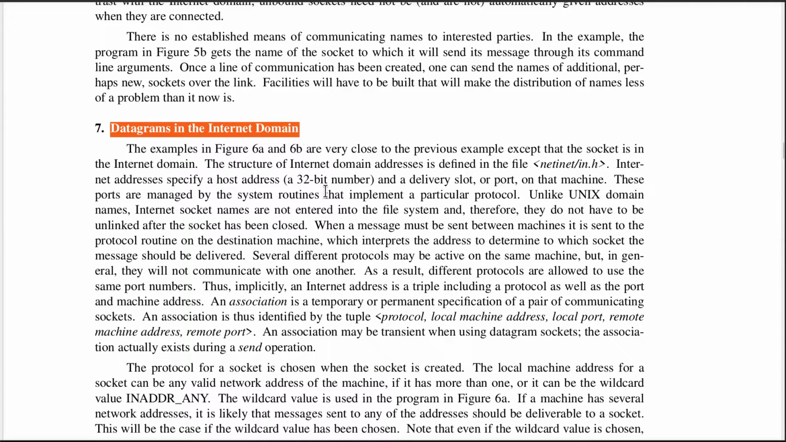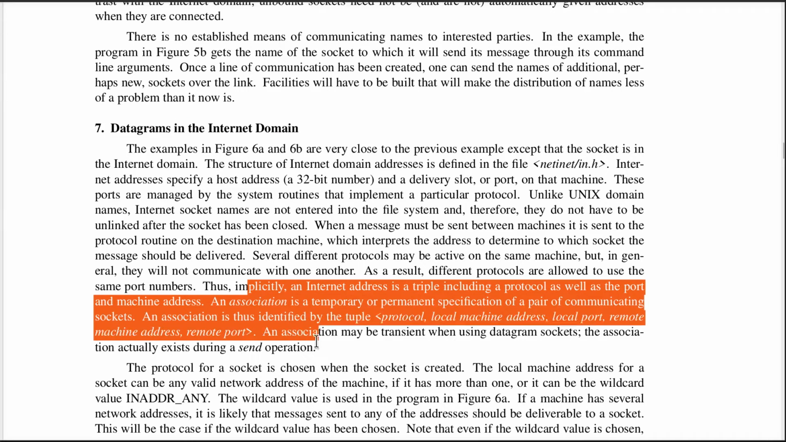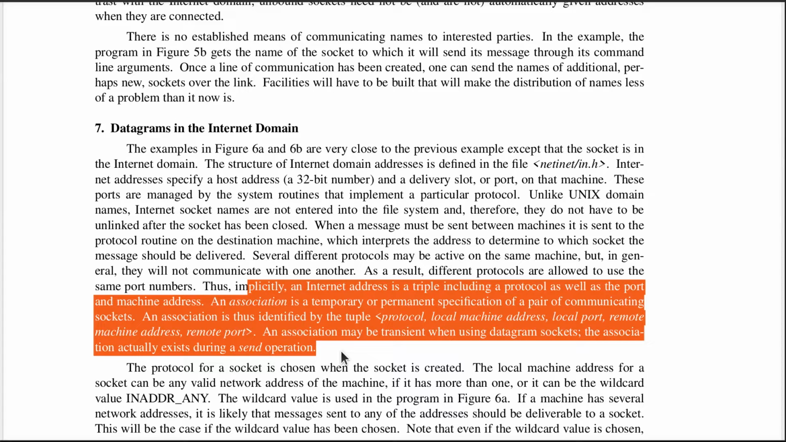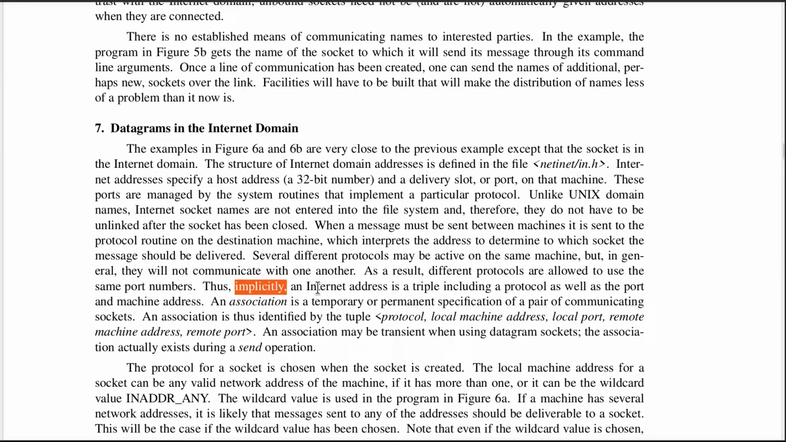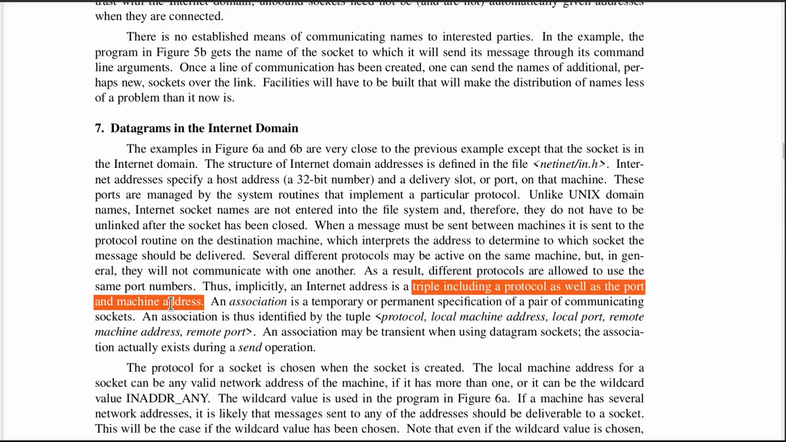which we're going to kind of gloss over here today, but there's some information in the bottom of the paragraph down here that applies exactly the same to streams as well. So let's pay close attention to these last 2 lines down here. Implicitly, an internet address, when they refer to one end of a socket, that socket has an address. Okay? It is a triple that includes the protocol as well as the port and machine address.